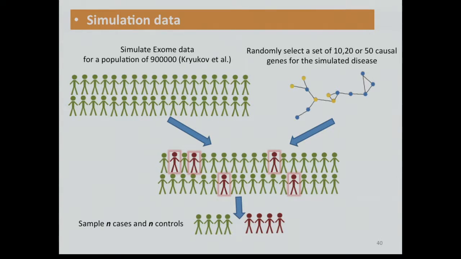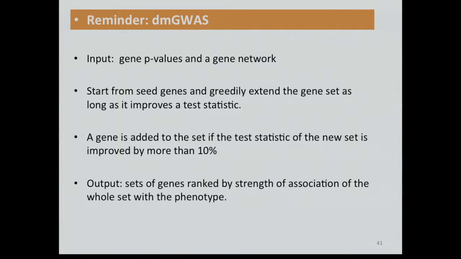And for the number of genes that were sampled, we looked at 10, 20, 50, and 100. I think I have more for the smaller sample sizes. So just to remind, this is DMGWAS. It takes p-values as input. So it first pre-processes the data in univariate fashion to identify which genes are important, and then it greedily adds genes to the set. So that's what we are comparing to now.